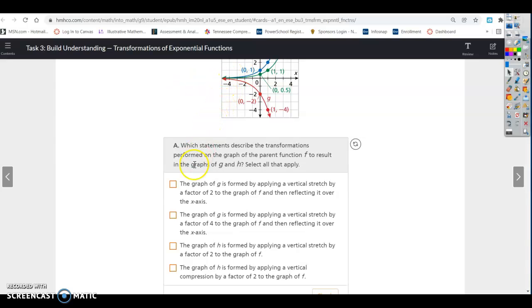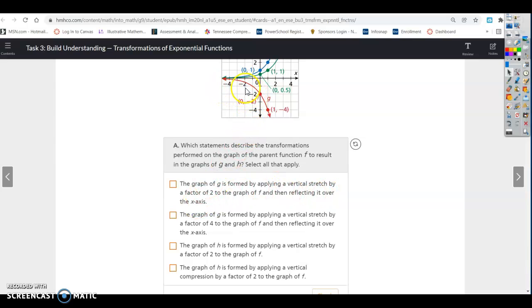All right, so we can see which statement describes the transformations performed on the graph of the parent function f to result in the graphs of g and h. So we can look at the graph and determine which ones are true. It says the graph of g is formed by applying a vertical stretch by a factor of 2, and then reflecting it over the x-axis.